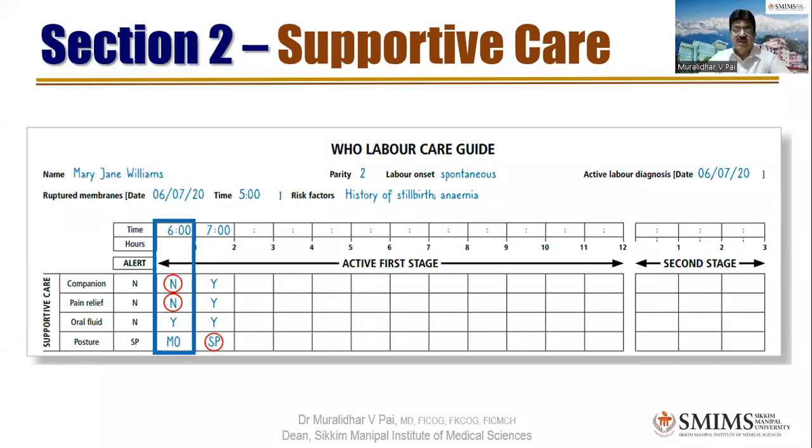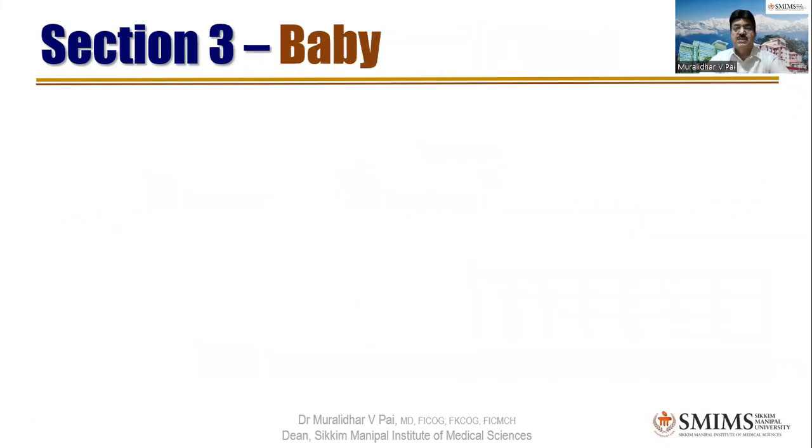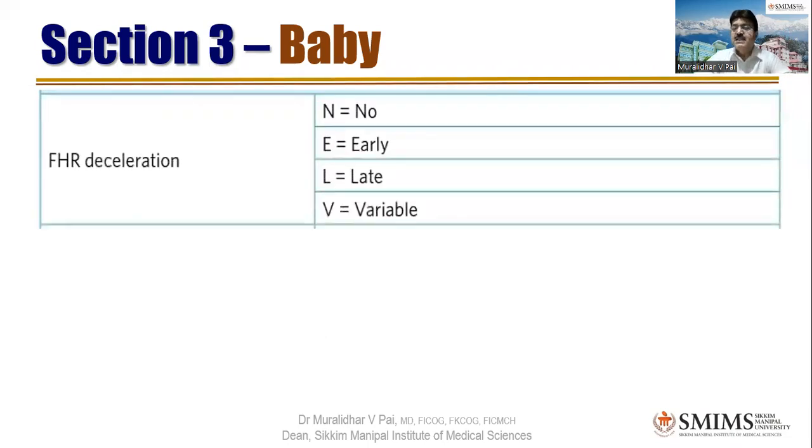Now, after these two boxes, let's go to the third section. The third section is talking about the baby. This was already there in the previous partograph. Here it is a little more clear, and it is beautifully alerted to us. So first things first, we talk about fetal heart rate. All of us know the normal heart rate, 110 to 160, and less than that is bradycardia, more than that is tachycardia, and anything more than 180 is supraventricular tachycardia. Anything less than 100 is very bad.